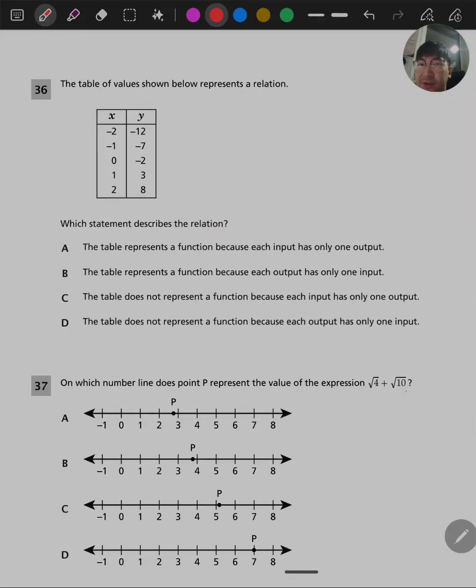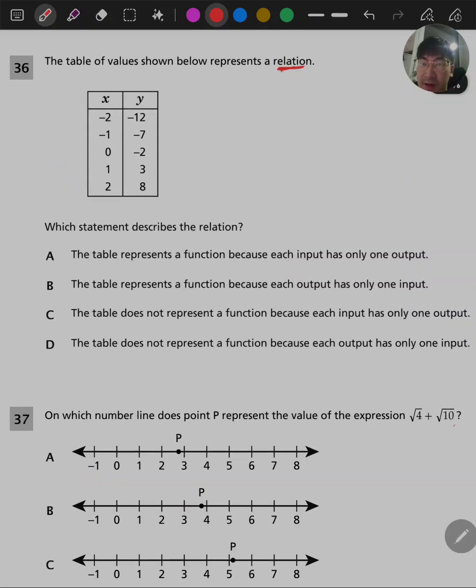36. The table of values shown below represents a relation. A relation is just, as I mentioned in the previous videos, a set of ordered pairs. So here, which statement describes the relation? Let's see what's correct. These are the ordered pairs.